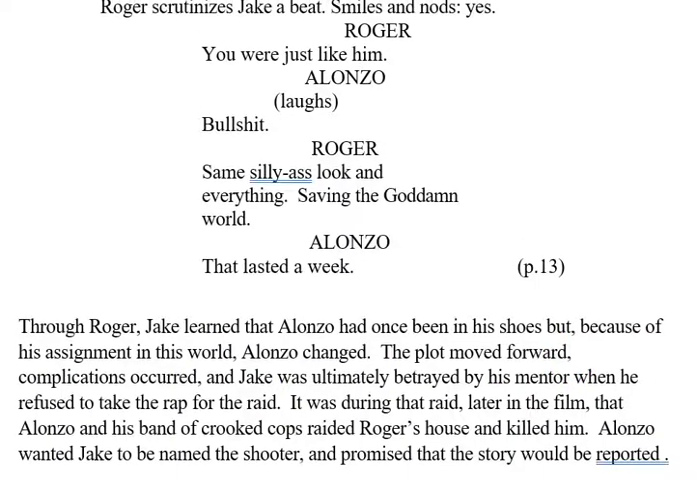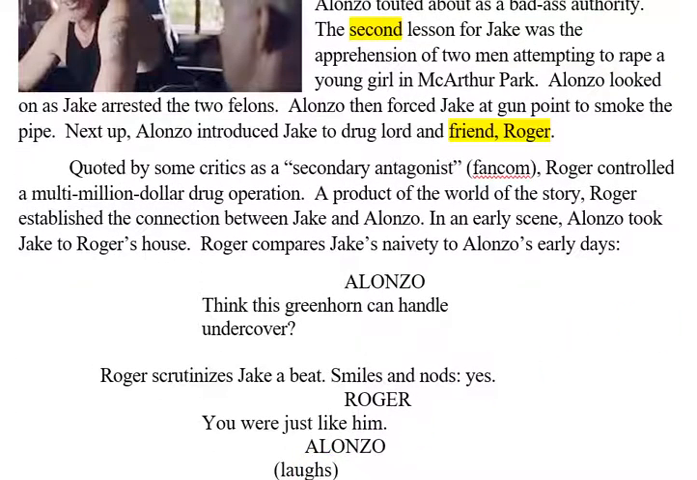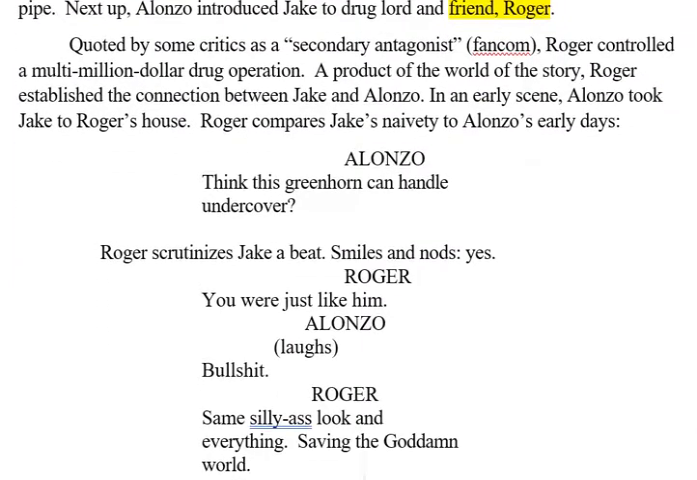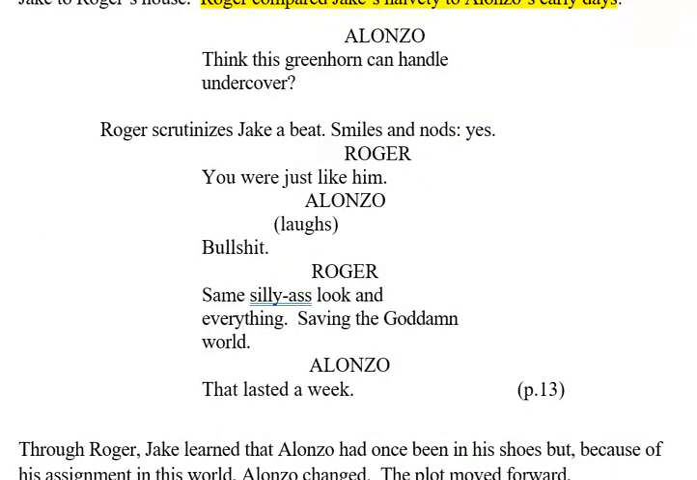Okay, now, let's look at this paragraph. What is the topic sentence of this paragraph? That's right, it's this. Because we introduced Roger and what Roger did, because we're in definition of terms. He's a product of the world of the story. Roger established a connection between Jake and Alonzo, Jake's naivety to Alonzo's early days. And that's that little scene.